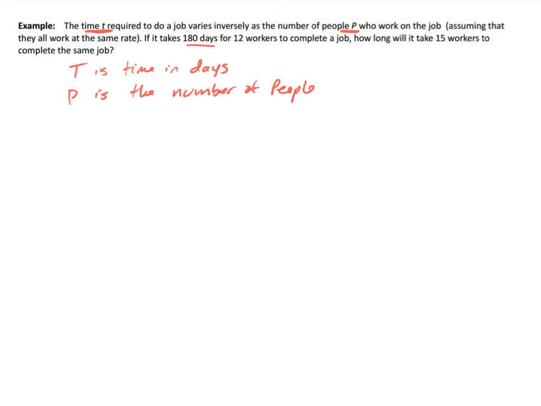So there are a couple of ways that we can represent this inverse relationship. We know that a constant of variation for an inverse relationship can be found by multiplying the two quantities, right, t and p.